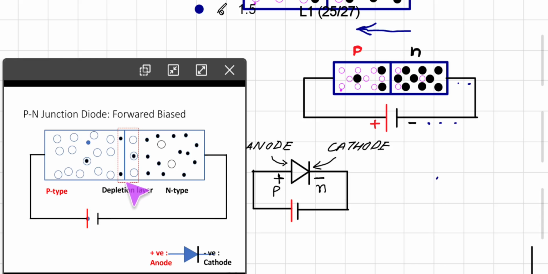But remember that though the battery is connected, that means the N type cathode is connected to negative and the anode is connected to positive, this portion is acting in the reverse way. That means for this junction diode, though the battery is in forward state, for this depletion layer region portion it acts as a reverse bias, so remember that.